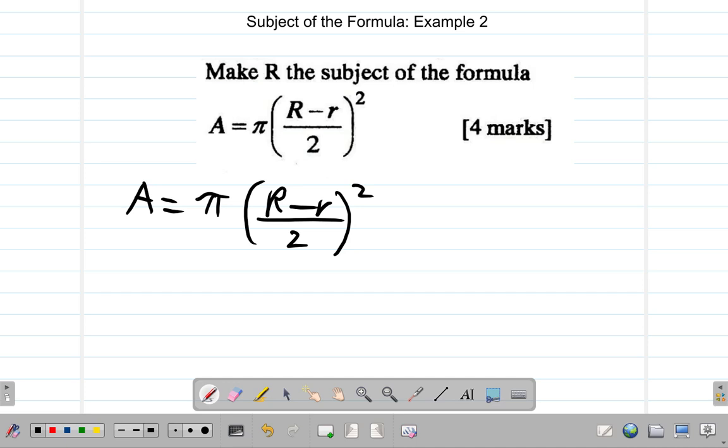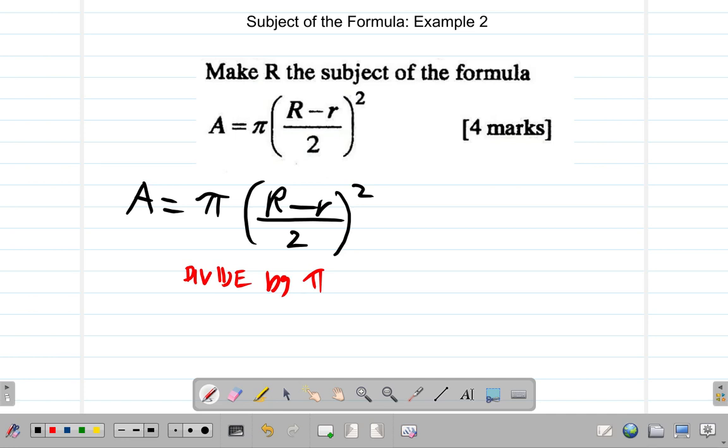Now you cannot divide, add, subtract, multiply or anything and move the big R outside of the bracket yet. What you must do is remove the square. How do you remove the square? How do you get rid of a square? You do the inverse, the square root. But we don't want the square root just yet. What we want to do now is divide by pi.